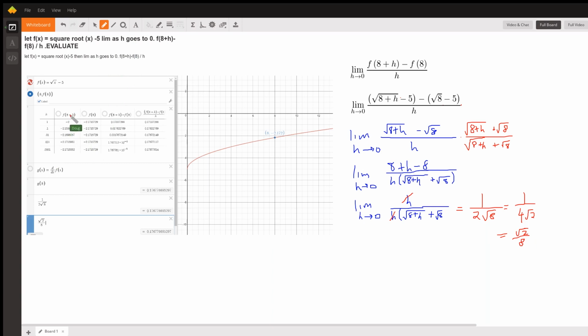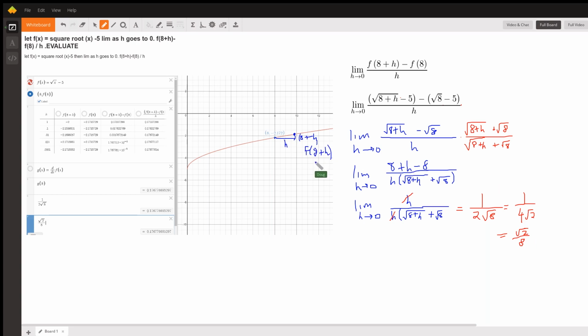And I've added columns for f of 8 plus h, which, for a big value of h, might look like this. So we're going from 8 this way. So if this is h, then this point right here is the point 8 plus h, f of 8 plus h, I should say.